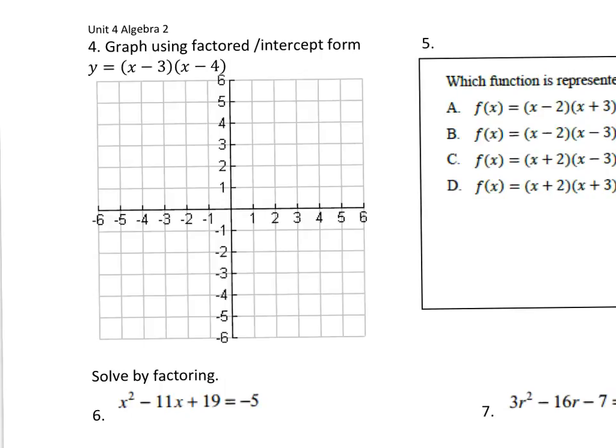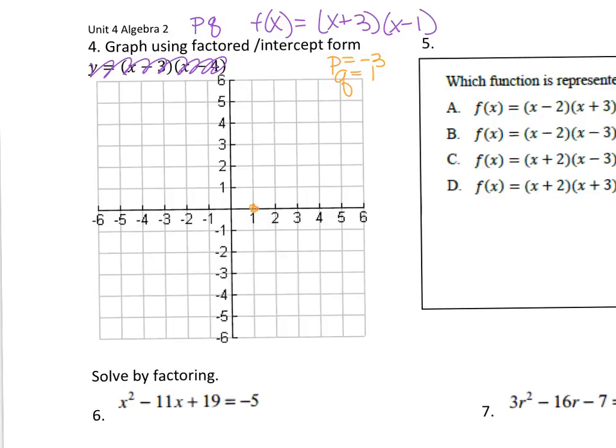So for number 4, it says graph using factored intercept form, meaning we're using our P and our Q. Well, I actually want to change this, so instead of saying y equals x minus 3 times x minus 4, I'm going to say f of x equals x plus 3 times x minus 1, okay? So now our P is going to be negative 3, and our Q is a positive 1.